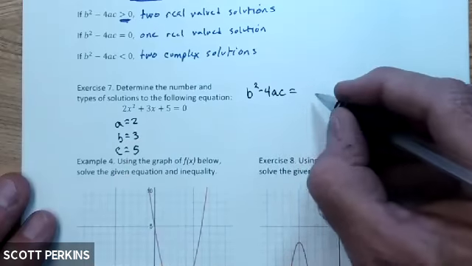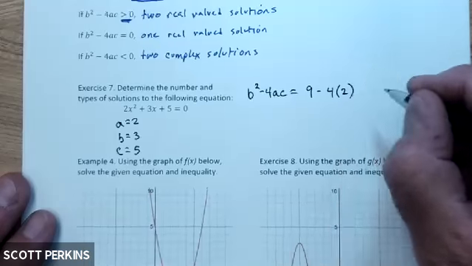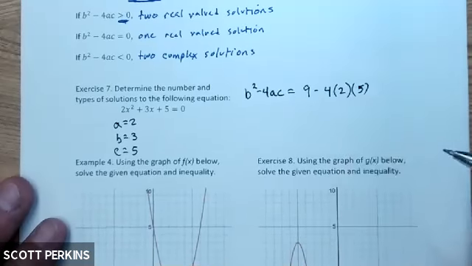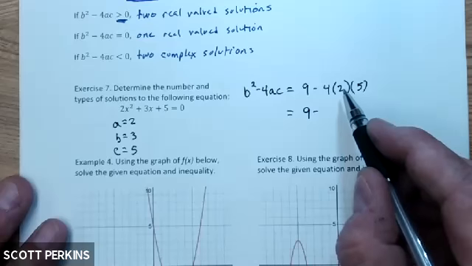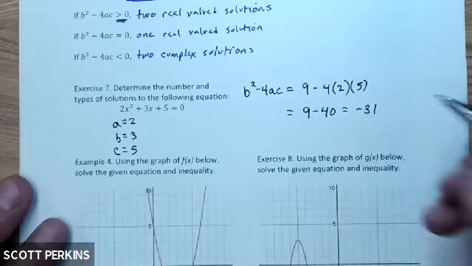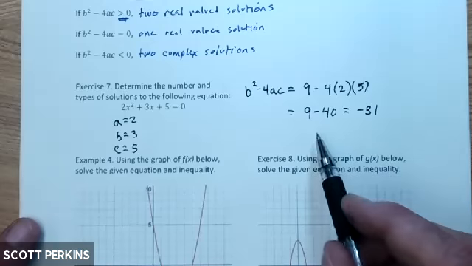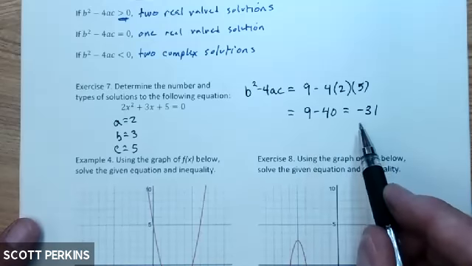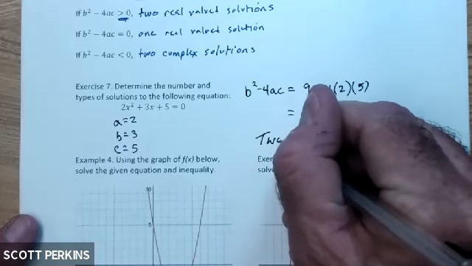So B squared, 3 times 3 is 9, minus 4 times A, which is going to be 2, C is going to be 5. That's 9 minus 5 times 2 is 10, 10 times 4 is 40. So it ends up being negative 31, ironically the same as the last problem right there. And so that tells me what my solutions to this quadratic equation are. Yep, 2 complex solutions. Perfect.